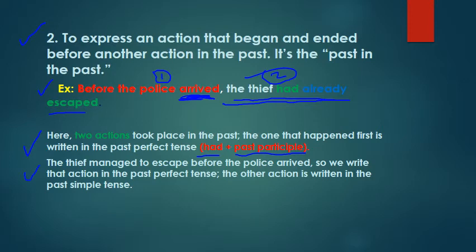Now, the thief, in this case here, what happened first? The thief managed to escape before the police arrived. So we write that action in the past perfect. Had already escaped. Okay? And the second action, we write it in the past simple, meaning the police arrived. Okay? So I don't want to confuse you here. Here I was just dividing the sentence into 2. This happened first and this happened later. What happened first? Past perfect. Had plus past participle. What happens next? Arrived in the past simple.